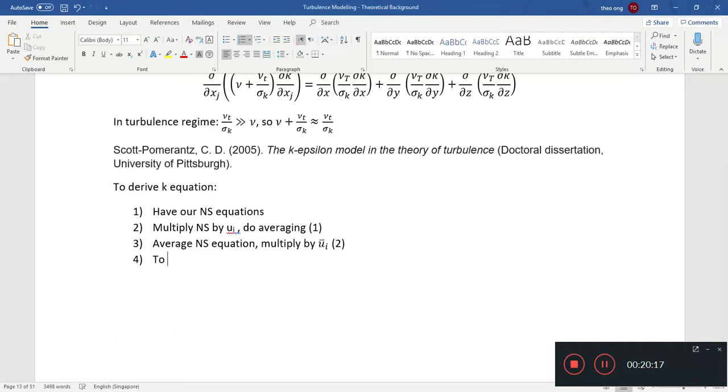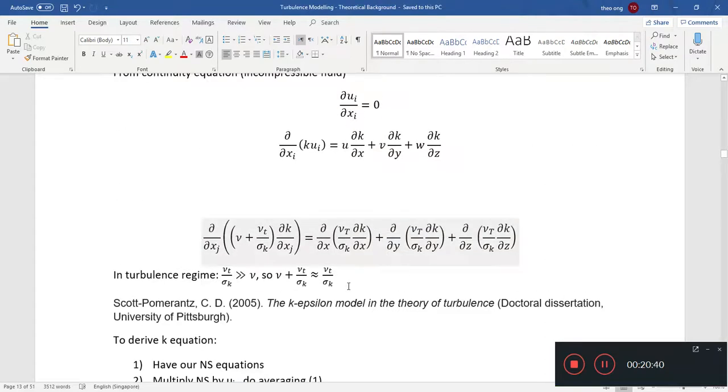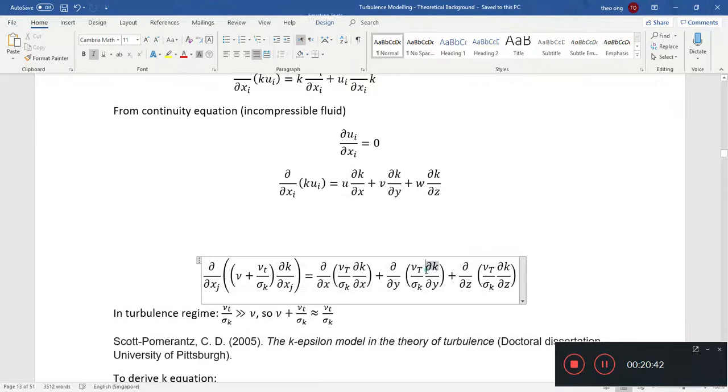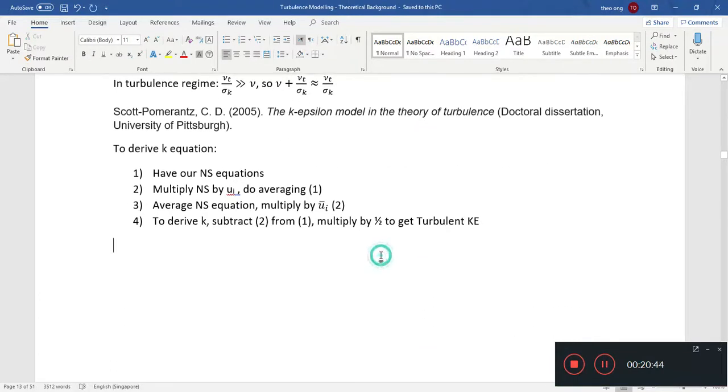Then to derive K, subtract 2 from 1. So this is the general principle. Of course, multiply by half to get turbulent KE. Alright, so this is how the K equation comes about. Hopefully that clears up a lot of the confusion.